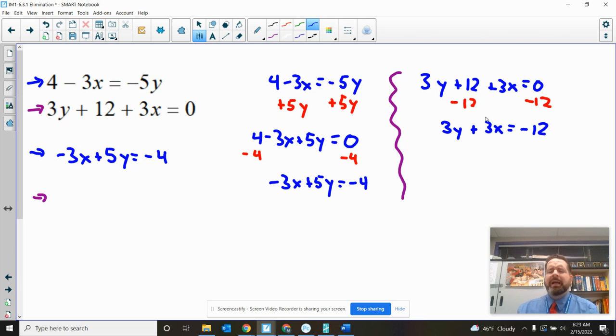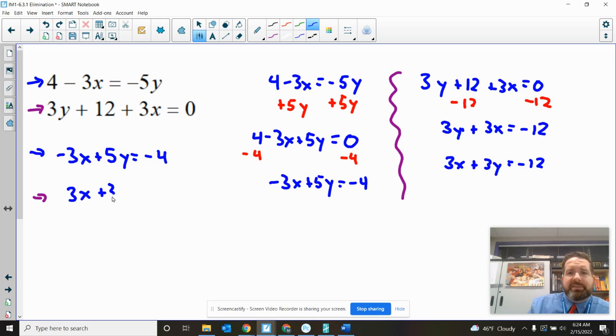And on this side, I like to have my x's first, just to be consistent with that same standard form. When you're adding two things together, it doesn't matter what order you add them in. 2 plus 7 is the same as 7 plus 2. Just make sure you're keeping track of your signs. These are both positive. That makes it easier to keep track of. I'm just going to put the 3x first, and add the 3y second. And there we go. So for the second equation, the standard form is 3x plus 3y equals negative 12.